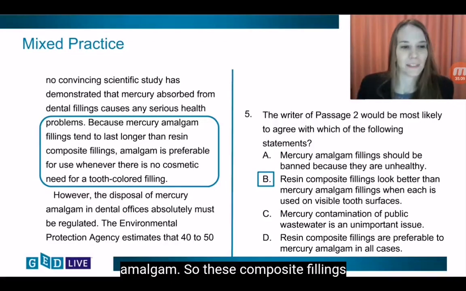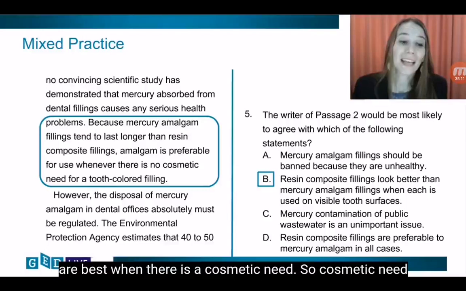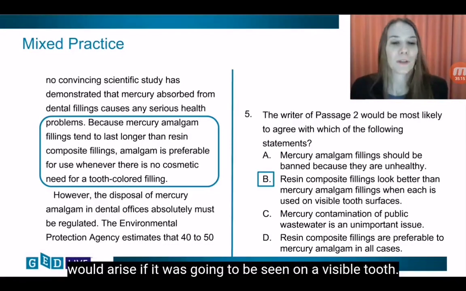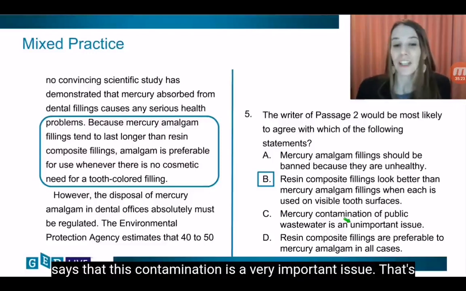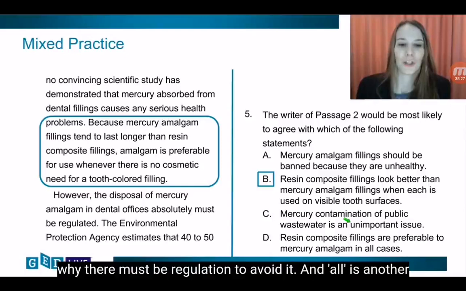So these composite fillings are best when there is a cosmetic need. A cosmetic need would arise if it was going to be seen on a visible tooth. Now, answer choice C is also the opposite, right? The author says that this contamination is a very important issue. That's why there must be regulation to avoid it.